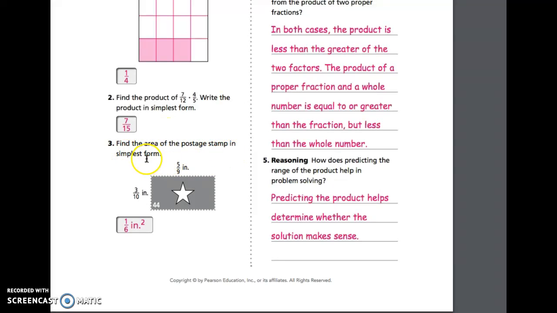Find the area of the postage stamp in simplest form. Again, area of a rectangle is length times width. So 5/9 times 10/3. 5 times 10, numerator times numerator, is 50. 9 times 3 is 27. Why does it say 1/6? Because you have to simplify.